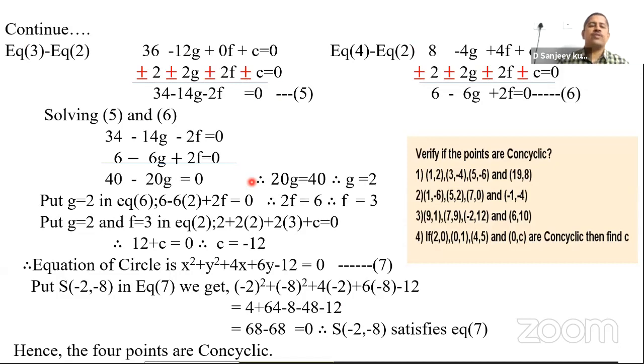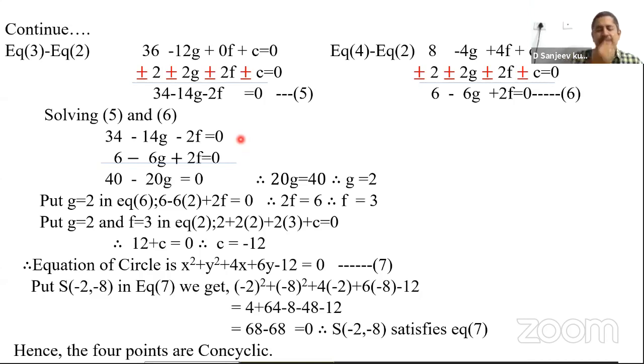Yeah. So the first step you have taken is equation 3 minus equation 2: 36 minus 12g plus c. There was no f in equation 3, so to balance it, you have taken it as 0f. It's only for the alignment. So we introduce some 0f, because 0f is always 0, so it is not going to disturb you.